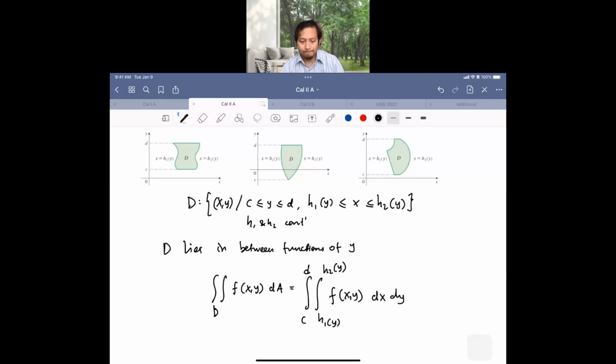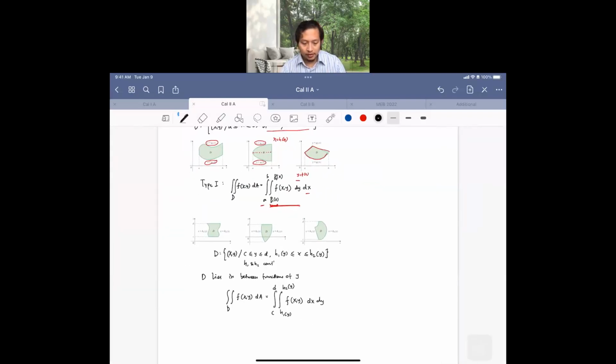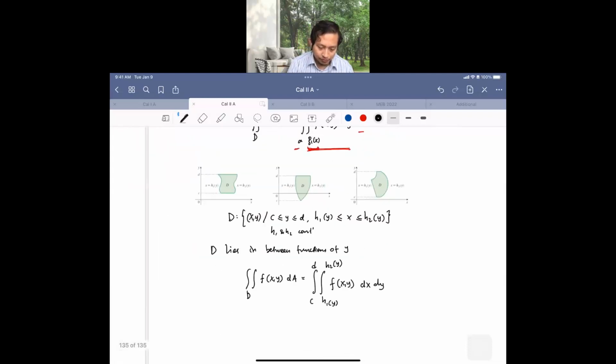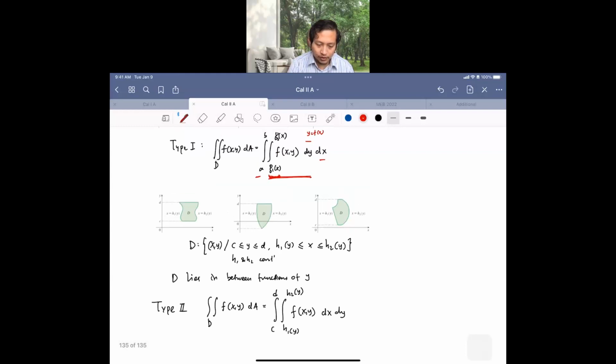Okay. And for me to suggest you, so this is type 2, to suggest what we can do on this type 1 and type 2, it doesn't matter. It doesn't matter. And I don't really suggest you to memorize this part.